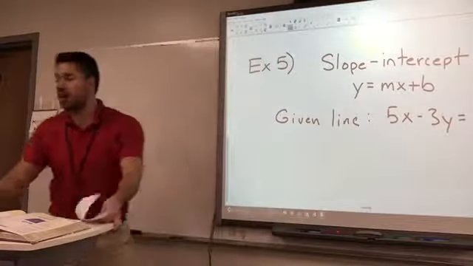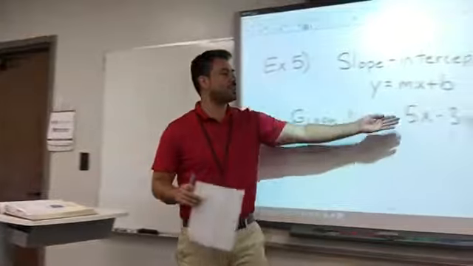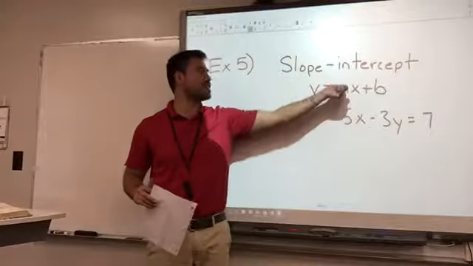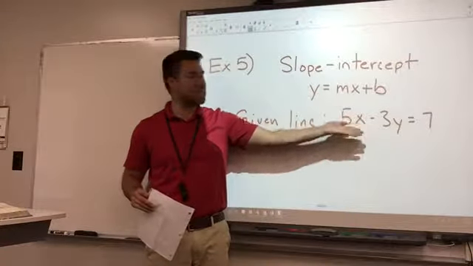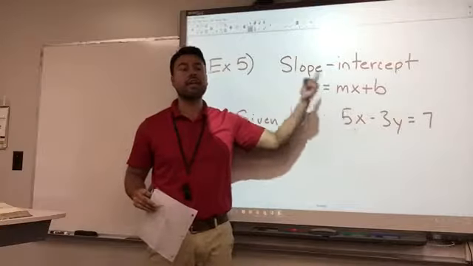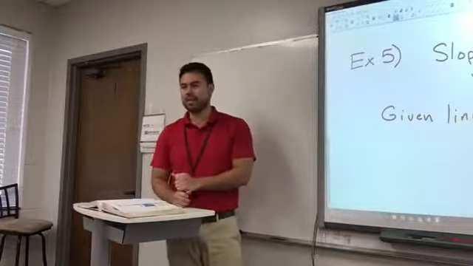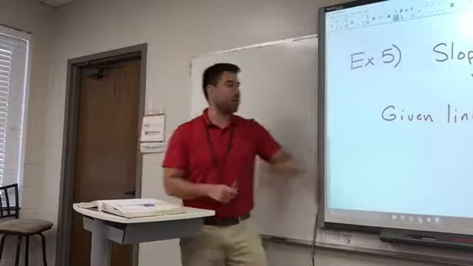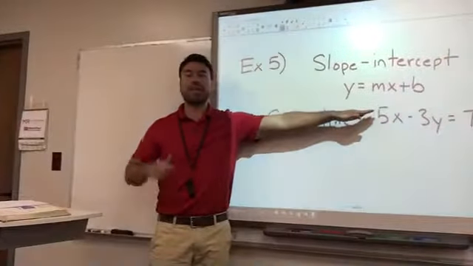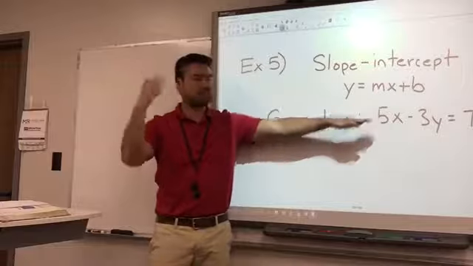That's the given line. So if you give me this as your answer, even if it's in slope-intercept form, okay, thank you for rewriting it, but I want another line. By the way, how many lines do you need to show perpendicular? 2 lines. Do I already have one of them? Great, but I need the second one.